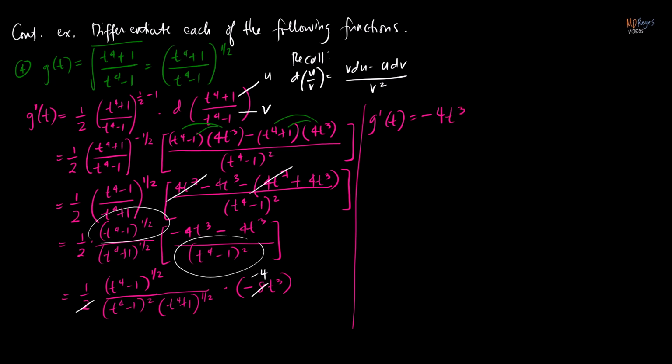And then dividing t to the fourth minus 1 raised to 1/2 by t to the fourth minus 1 raised to 2. So what we'll do is copy the base and subtract the exponents, right? So we'll have 3/2 as the exponent in the denominator now. So 1/2 minus 2 is negative 3/2, which happens to be in the denominator.